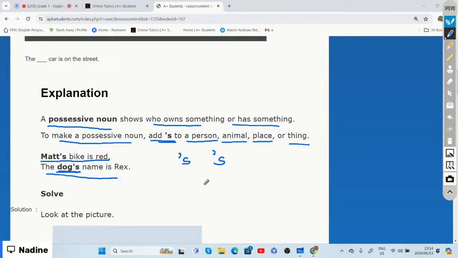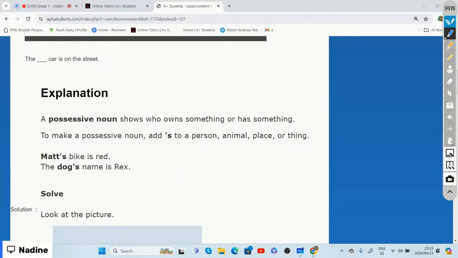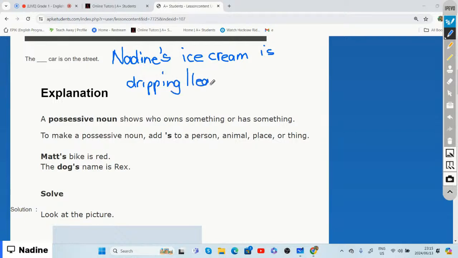So even if it means that we go out for ice cream, right? Let's say we go out for ice cream and someone's ice cream is leaking, right? The same example, Nadine's ice cream is leaking. Then we say Nadine's, and we put an apostrophe and an S. Nadine's ice cream is dripping or leaking, or it's missing, or something like that, right?